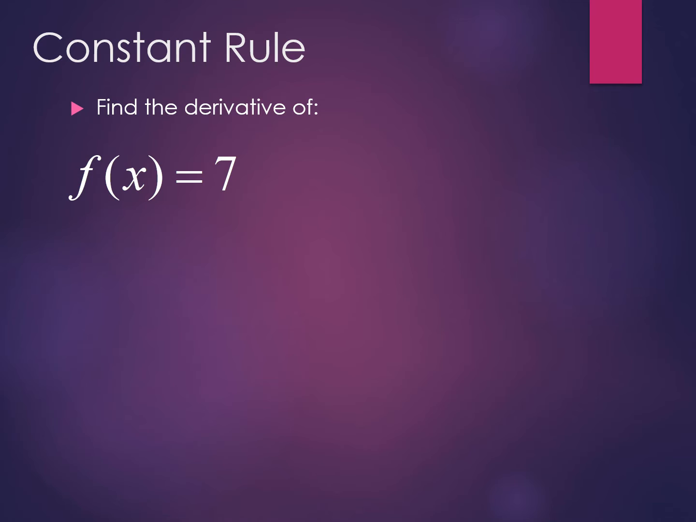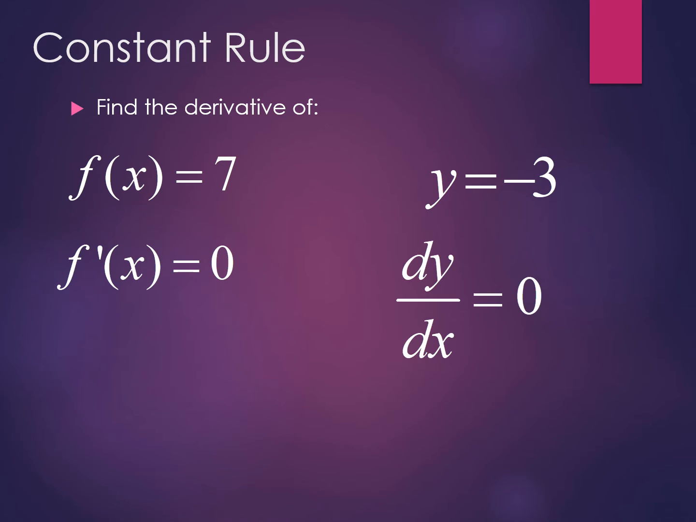Now let us have some examples for the constant rule. Let us find the derivative of f of x equals 7. We all know that the derivative of any constant is equal to 0. Therefore, f prime of x equals 0. How about if we have y equals -3? Again, the derivative of a constant equals 0. So we have dy over dx equals 0, or we can rewrite it as y prime equals 0.